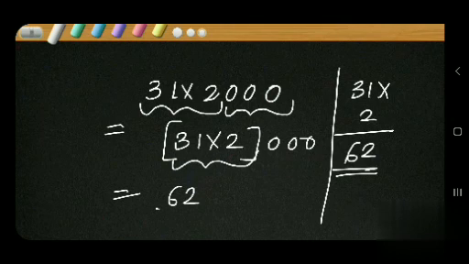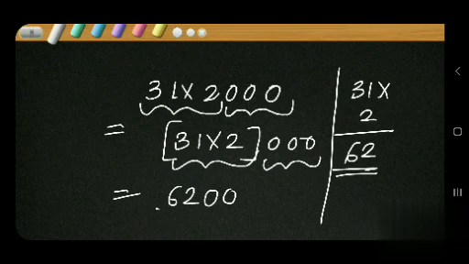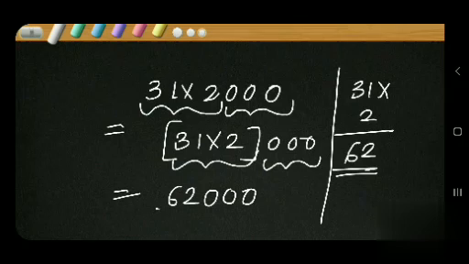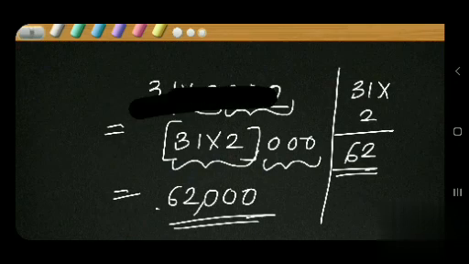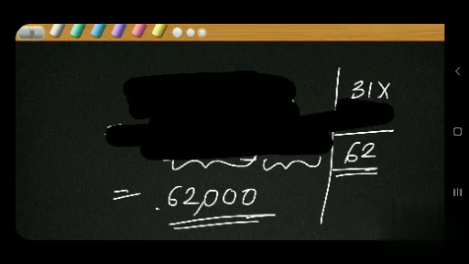With the 62, how many zeros need to be put? 3 zeros. We have to put 3 zeros with this answer. 1, 2, 3 zeros. Why 3 zeros? Yes, in 2000 there are 3 zeros. How to read this number? Ones, tens, hundreds, comma. How many thousand? 62,000. What is the answer? 62,000. Got it? Easy, isn't it?